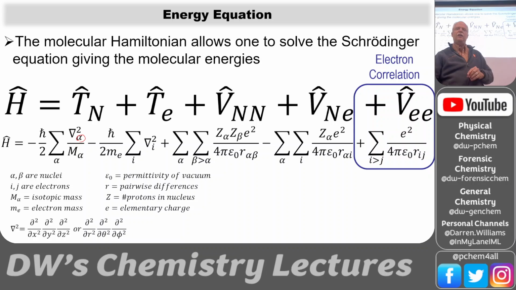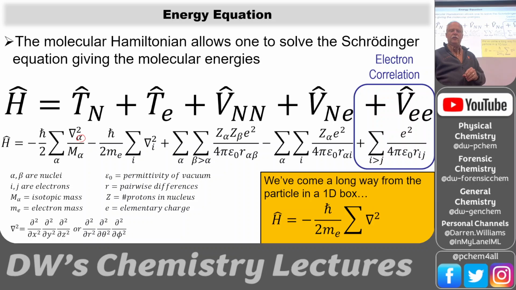And so this term is called electron correlation. So that's a missing letter in your notes. And this term has no solution. And we've come a long way from the particle in a box. This was our Hamiltonian for the particle in a box, okay, for the Schrodinger equation. And now we've got all these particles, we have all these things, but it's the same general function. We now have potential energy because we have charges of particles.